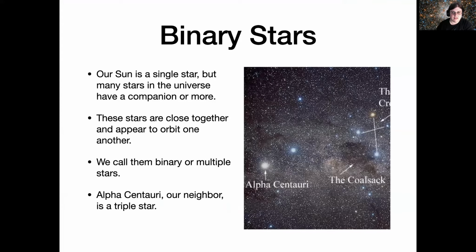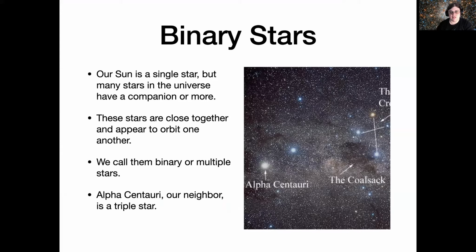So our sun is a single star. It's one star and a bunch of planets. But many stars in the universe are binaries or trinaries or otherwise multiple star systems. They have many stars orbiting each other.